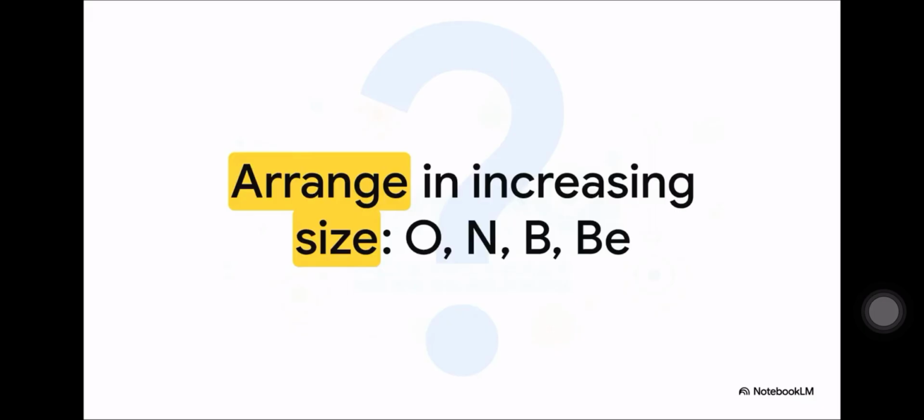Let's think through the map. These elements are in the same period, moving left to right. Recall our rule. Size decreases across the period from left to right because of that tighter nuclear pull. So if we want increasing order, smallest to largest, we actually have to start with the element furthest to the right, which is oxygen. Moving left, we get nitrogen, then boron, and finally the largest one on the far left, beryllium. So O, N, B, Be. Make sense?